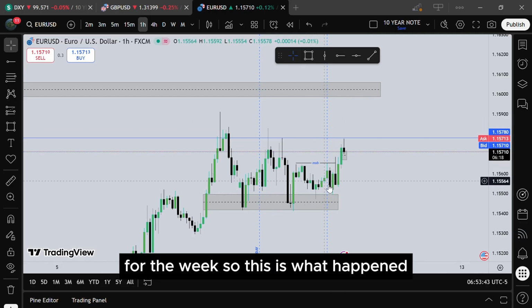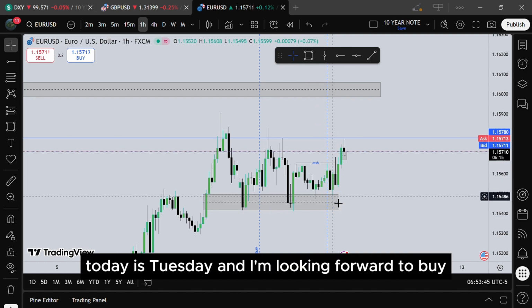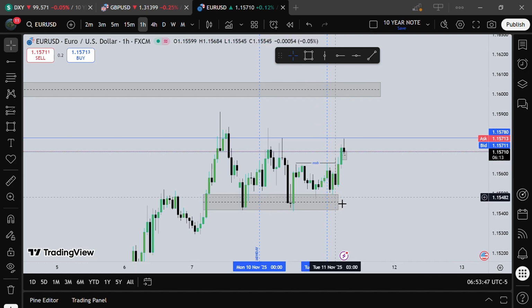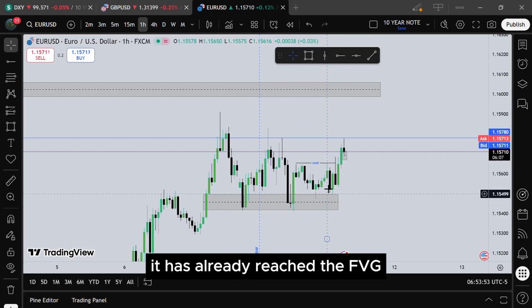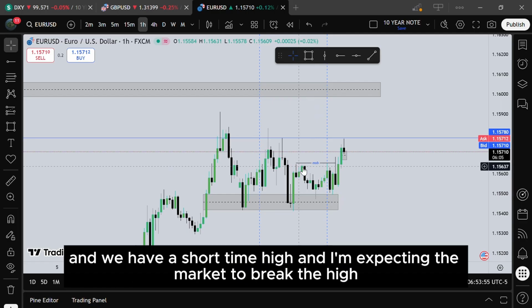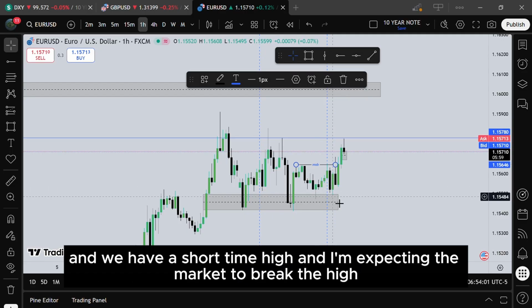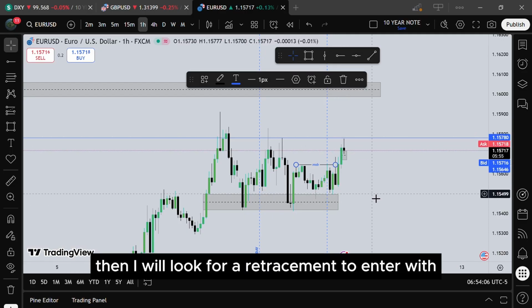So this is what happened. Today is Tuesday, and I'm looking to buy. Yep. So we have a fair value gap on the 1 hour chart. It has already reached the fair value gap, and we have a short-term high. We have a high here, and I'm expecting the market to break the high. Then I'll look for a retracement to enter with.